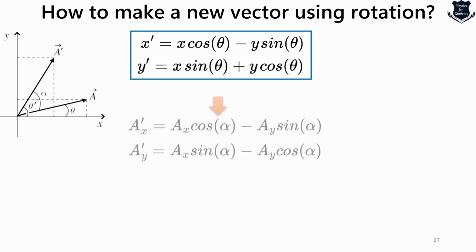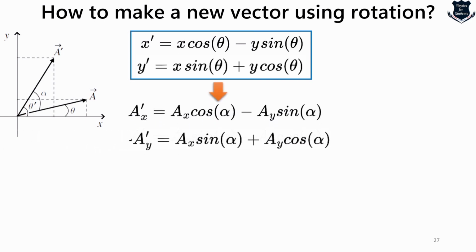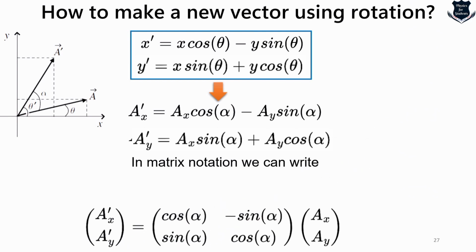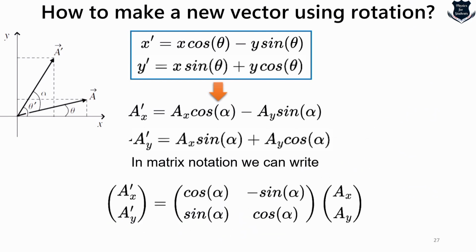So what happens is that this would lead to this one. a prime x equals ax cos alpha minus ay sin alpha, and a prime y will be ax sin alpha plus ay cos alpha. Now we can represent this also in a matrix notation, which is simple like this. a prime x is equal to cos alpha minus sin alpha, and a prime y would be what? Sin alpha cos alpha, times ax ay.